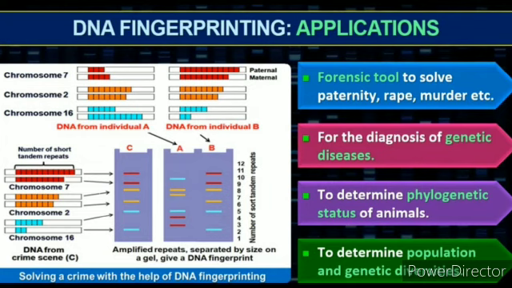Then to determine the population and genetic diversities. These are all important applications: to determine the phylogenetic status of animals from the beginning, their evolutionary characters, and then we can find out and recognize the population and genetic diversities. It is a forensic tool as well. These are the applications of DNA fingerprinting.